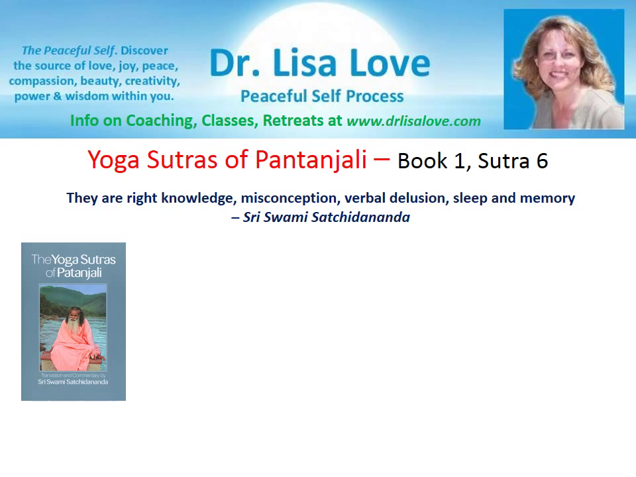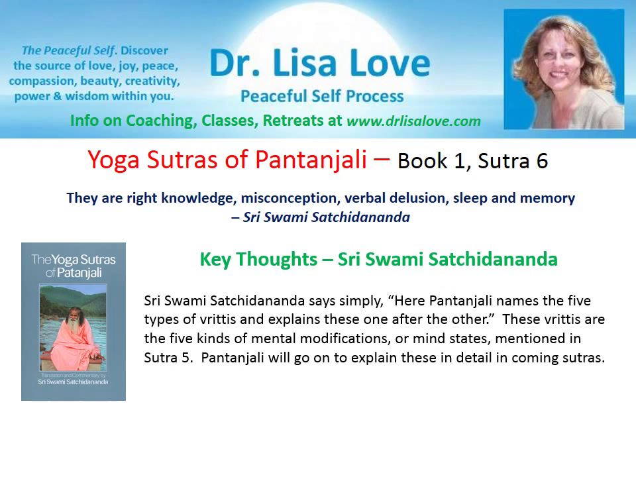So now we're going to look at some commentary by Sri Swami Satchidananda. And he says simply, quote, "Here Patanjali names the 5 types of vritis and explains these one after the other. These vritis are the 5 kinds of mental modifications or mind states mentioned first in Sutra 5. It says in Sutra 5 simply that there are 5. Sutra 6 explains what they are."